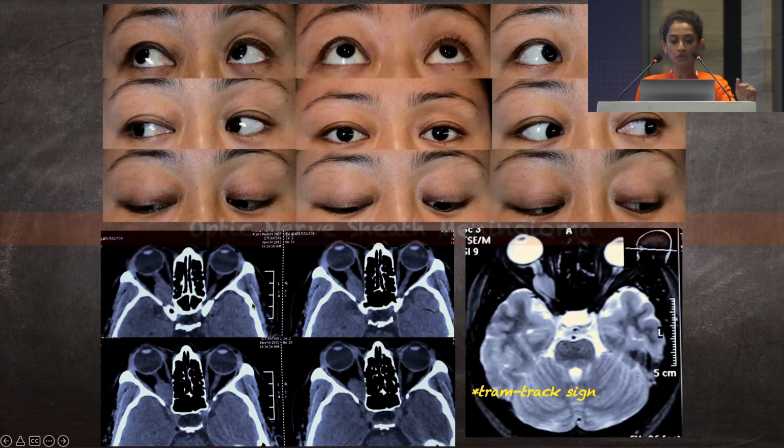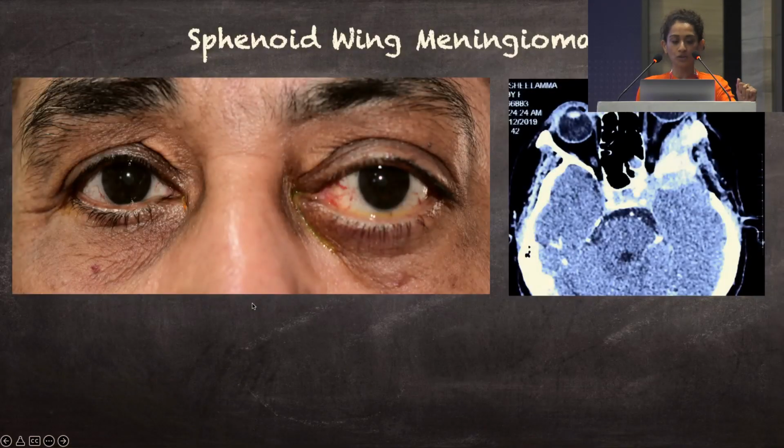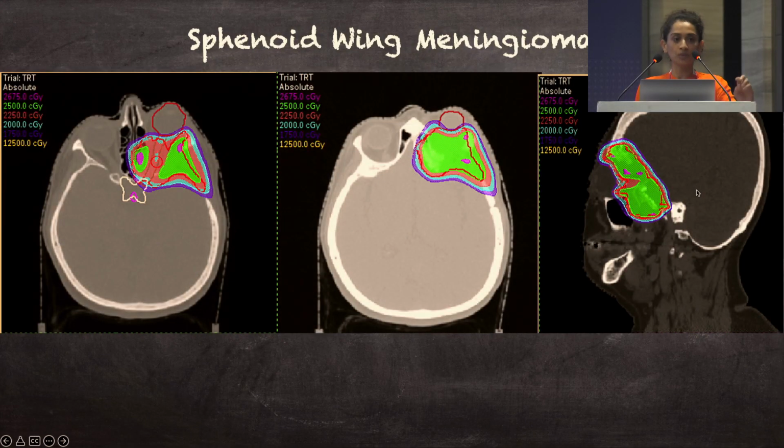Now, meningioma has another nature also, which is called the sphenoid wing meningioma. So the optic nerve will be spared, but the sphenoid will be involved. There can be orbital lesion, space occupying lesion laterally, and it goes to the intracranial aspect also. So this was a patient.